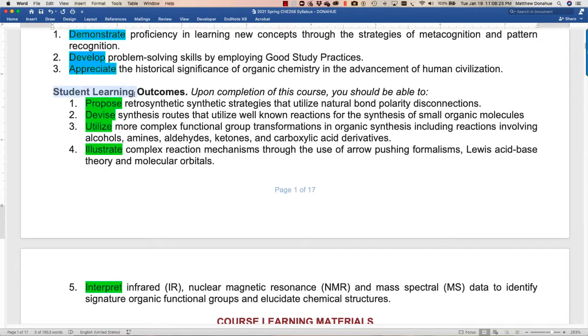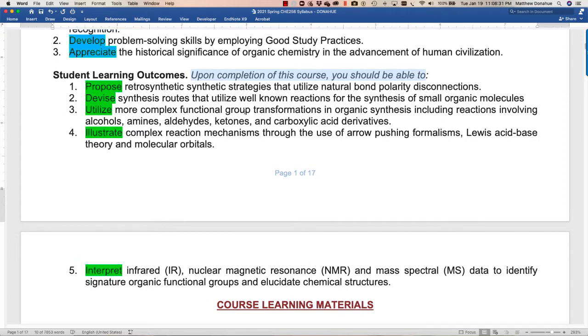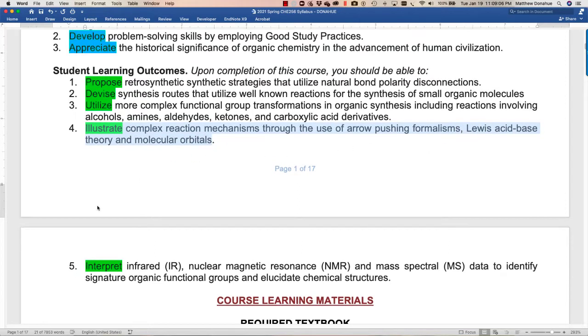Here are our student learning outcomes, or SLOs. Upon completion of this course, you should be able to do the following. Propose retrosynthetic strategies that utilize natural bond polarity disconnections. Devise synthesis routes that utilize well-known reactions for the synthesis of small molecules. Utilize more complex functional group transformations in organic synthesis, including reactions involving alcohols, amines, aldehydes, ketones, and carboxylic acids. Illustrate complex reaction mechanisms using arrow-pushing formalism, Lewis acid-base theory, and molecular orbitals.